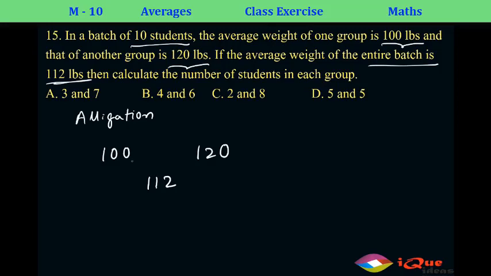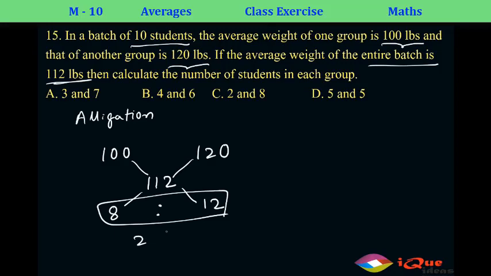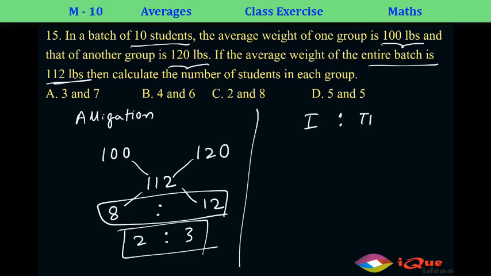So the difference of 100 and 112 will be 12 as the weightage of the second group. Difference of 120 and 112, that is 8, is the weightage of the first group. So the ratio will be 8 is to 12, which is 2 is to 3. This is the ratio of the quantities of first and second group. That is the number of students in the first and second group, right? So first group is to second group, the ratio of number of students is 2 is to 3.